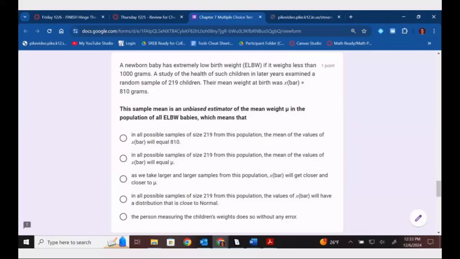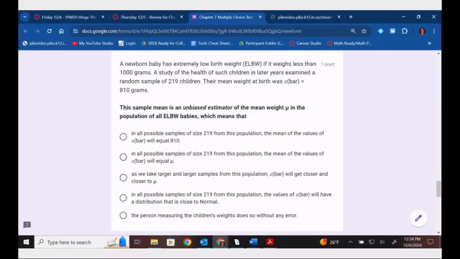A newborn baby has extremely low birth weight if it weighs less than 1,000 grams. A study of the health of such children in later years examined a random sample of 219 children. Their mean weight at birth was X bar equals 810 grams.